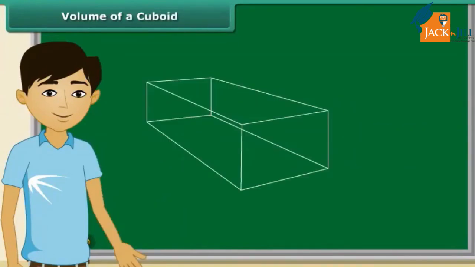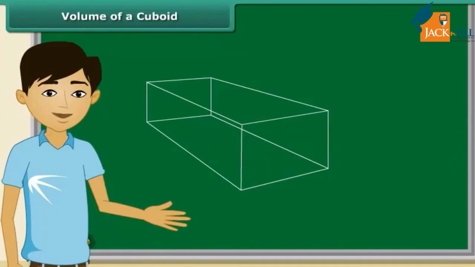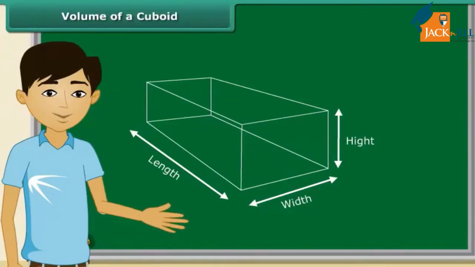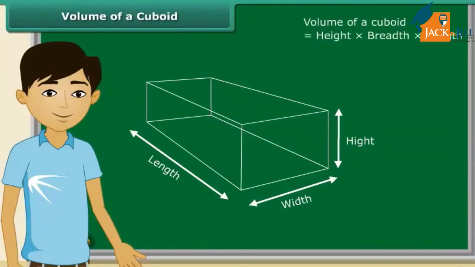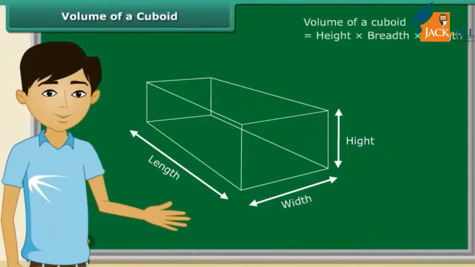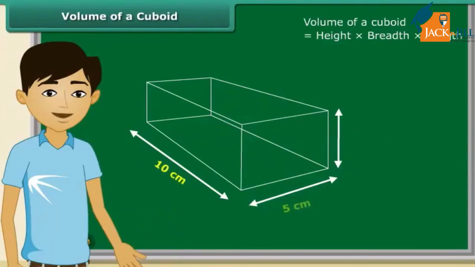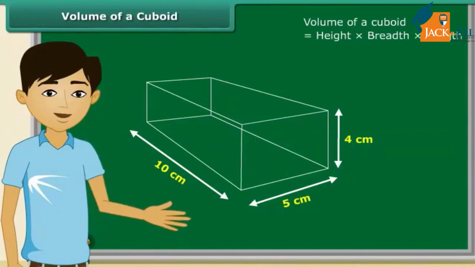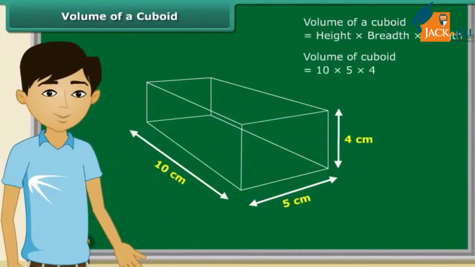Look at this cuboid. We know it's a three-dimensional shape having dimensions length, breadth, and height. It's very simple and easy to calculate the volume of a cuboid. Just multiply height, breadth, and length of the cuboid and you will get the volume of a cuboid. Let us work out the volume of this cuboid. The three dimensions are given to us. Calculating volume of this cuboid is fairly easy. Just multiply all the three numbers. So the volume of this cuboid is 200 centimeter cube.